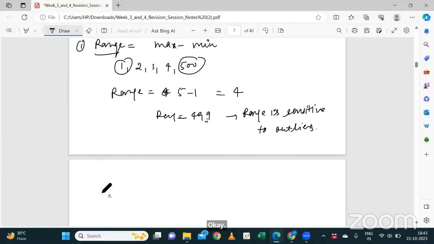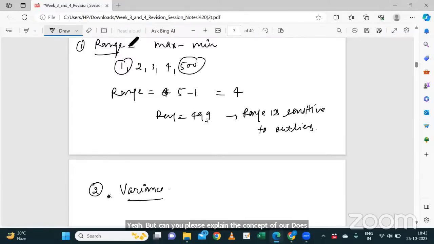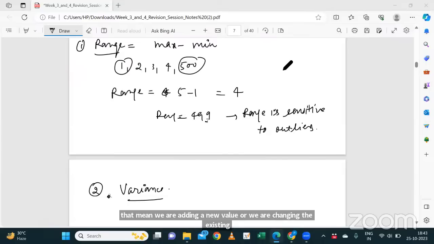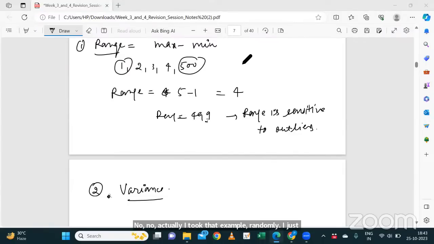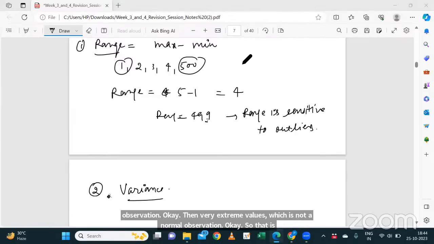Sir, can you please explain the concept of outlier? Does that mean we are adding a new value or changing an existing value? No, actually I took that example randomly, I just want to explain the concept. An outlier is, suppose you plot a scatter plot, something which is very far from the normal observations, very extreme values which are not normal observations. That is called an outlier. I'm just changing the observation to give you an idea.